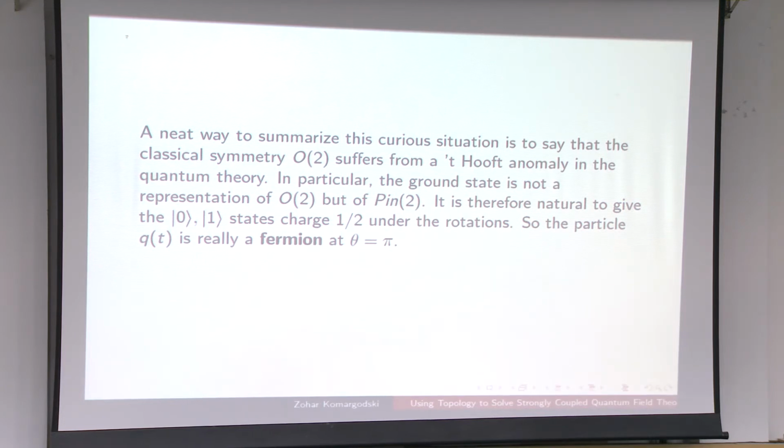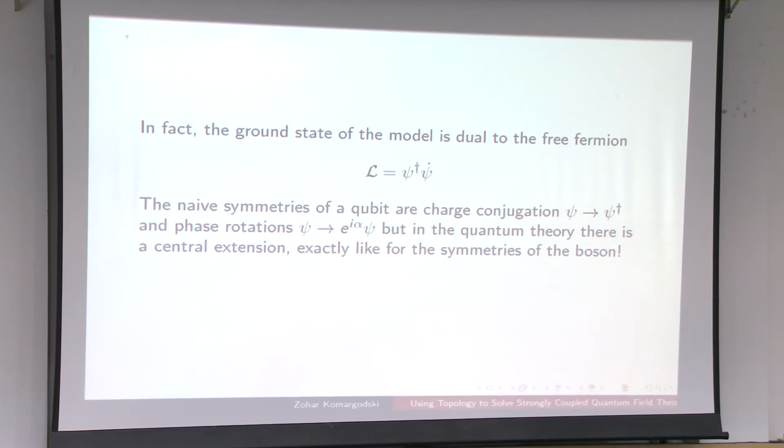So in fact, it's mathematically true that if you just quantize a free fermion, it has 2 symmetries. One is charge conjugation, where the fermion goes to fermion dagger, and it has phasings. You can add a phase to the fermion. These two symmetries together comprise an O2, but the O2 again has a central extension to Pin2.